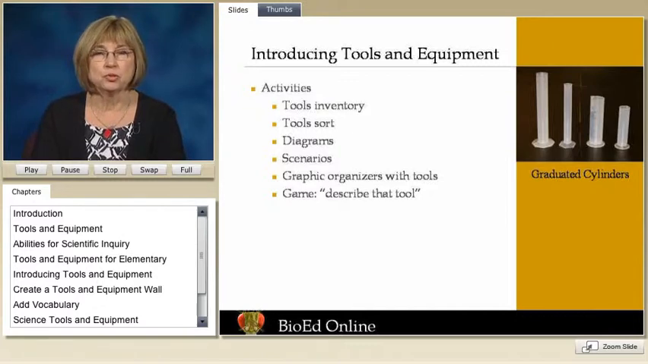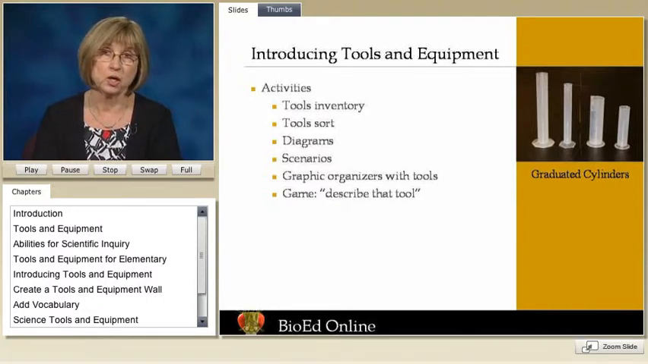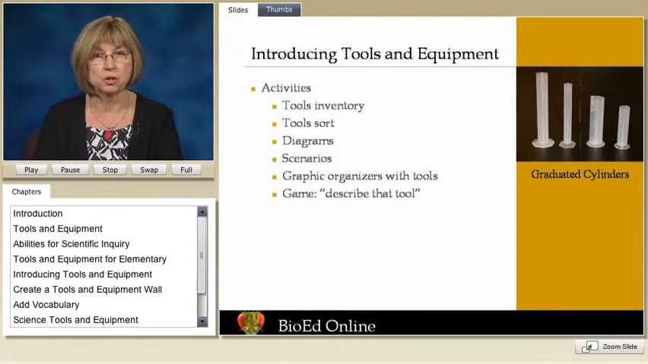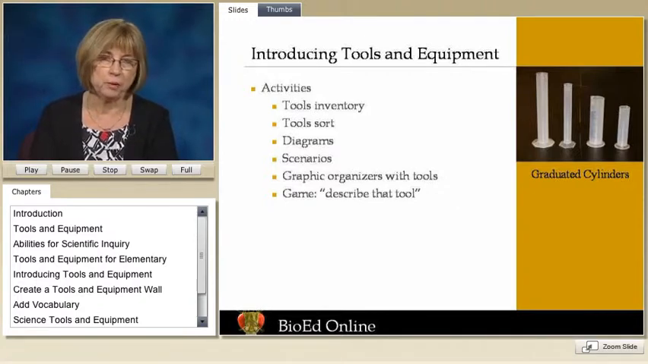And how can you introduce the tools and equipment of science to students? There are a lot of different ways that are very effective. Among those, there's the tools inventory, where you literally have the students look at each tool, decide what that tool might be used for, where they might have seen it before, what is something familiar to them that looks like that, and what is the name of that tool. Another way might be a tool sort. With a tool sort, you might put all the different tools on the table, ask them to look at the tools and tell you how you might sort them. Would they be sorted by observation, by measurement, etc.?